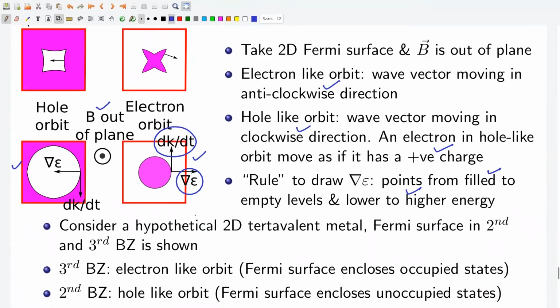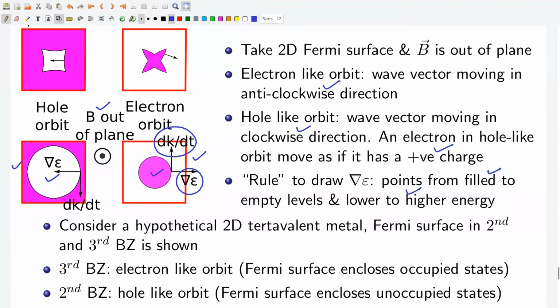Note that if the Fermi surface encloses filled states, it is an electron-like Fermi surface and the orbit is electron-like orbit. On the other hand, if the Fermi surface encloses unoccupied states, it is a hole-like Fermi surface and the orbit is hole-like orbit. Whatever we have discussed applies to Fermi surface of any shape.